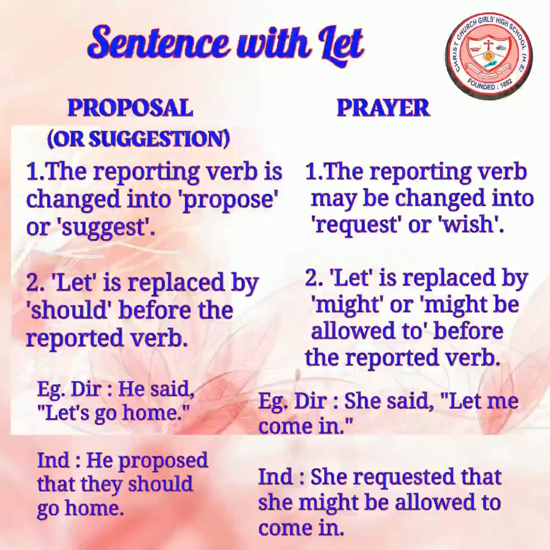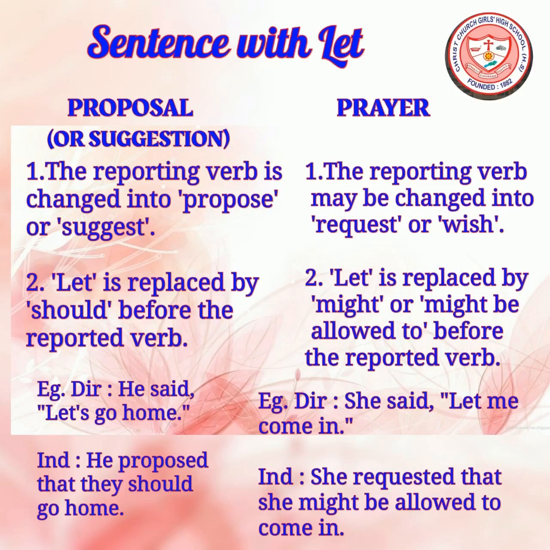There are some sentences through which we express suggestion or prayer. Such sentences start with let. Now let's see how we change the mode of narration of the sentences that start with let. Let's discuss the proposal first. Rule number one, the reporting verb is changed into propose or suggest, and let is replaced by should before the reported verb. For example, he said, "Let's go home." And in indirect speech, we will say, "He proposed that they should go home."